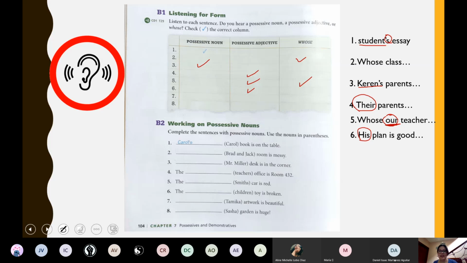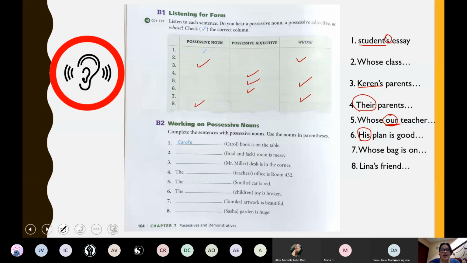Okay, number seven, is Gabby here? Or Ariana Galindo? What do you have in number seven? Okay, number seven said, whose bag is on the floor? So it's whose. And number eight? Possessive noun. Let me see. Lynn's friends. Excellent. It was possessive noun.